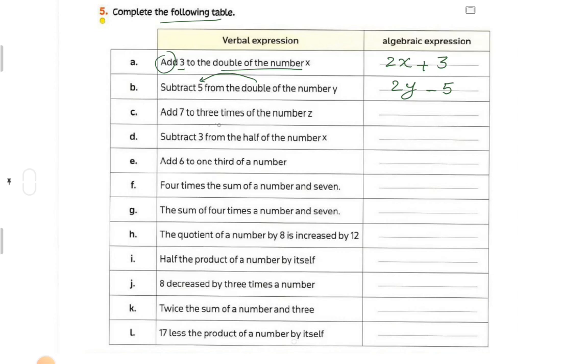Add 7 to 3 times of number z. Add means plus. It's not different between 7 plus 3 times or 3 times plus 7. It's the same. So 3 times of number z plus 7. Subtract 3 from half of x. Half of x may be x over 2.